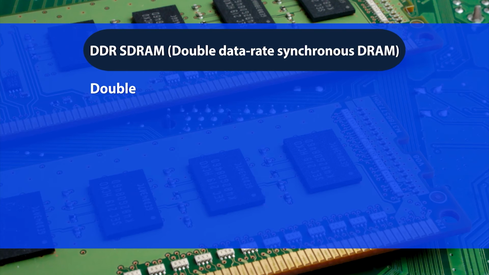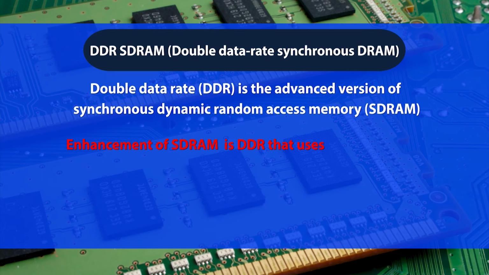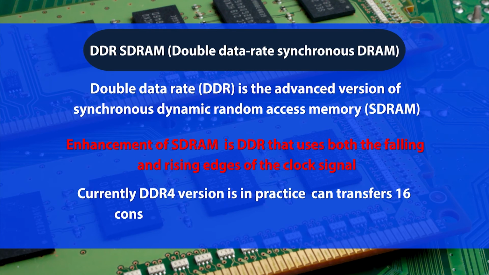Nowadays we have double data rate synchronous DRAM. Generally, if you go and purchase your system, you will be getting a RAM which is of type DDR SDRAM. Now DDR stands here for double data rate. That means it is an advanced version of synchronous dynamic random access memory. The enhancement here is that in the clock cycle used by the CPU, both the falling and rising edges are used for the purpose of transferring the data.